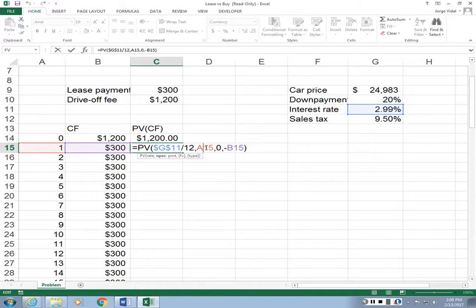And then A15 will be the one, because how many times are you going to be discounting that first payment? One time. And then I didn't lock that one because when I copy the equation, the second lease payment, how many times you want to discount that one? 2, and then 3, 4, etc. Okay. There's no payment, and then minus B15, so I can make the future value negative, so I get a positive number.